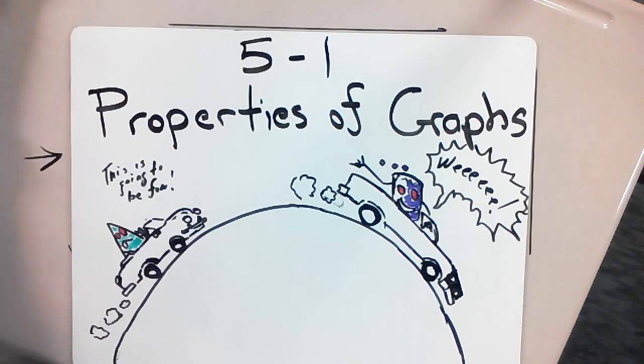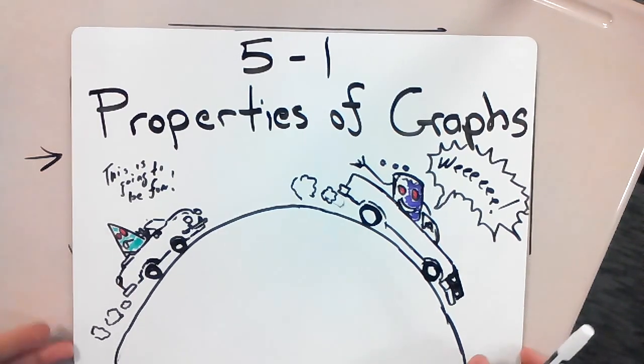Hey guys, okay, we're going to do the video for 5-1, properties of graphs. We want to get a hold of the range, domain, and all those types of things again. Our eventual focus is going to be parabolic graphs. Okay, let's go over a couple things first.